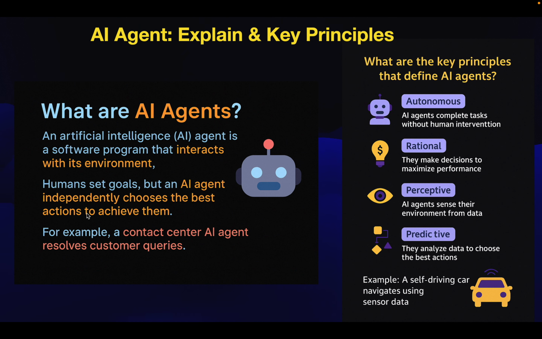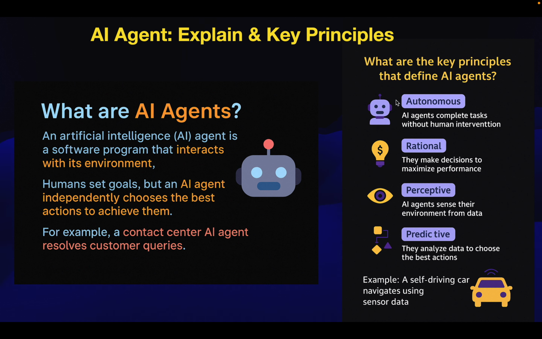For example, think about a contact center agent, but instead of a human, it's an AI agent that listens to our query, understands it, and responds with the right solution, all on its own. This is the power of an AI agent in action. So this is what an AI agent is all about. Now let's look at the right side, where we break it down into four core principles.